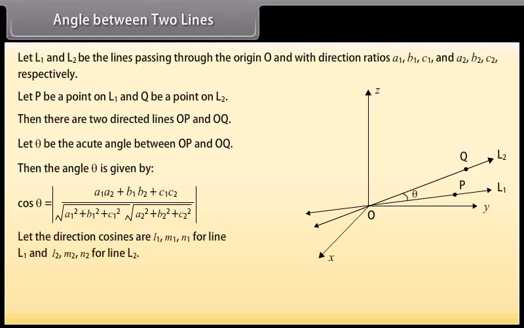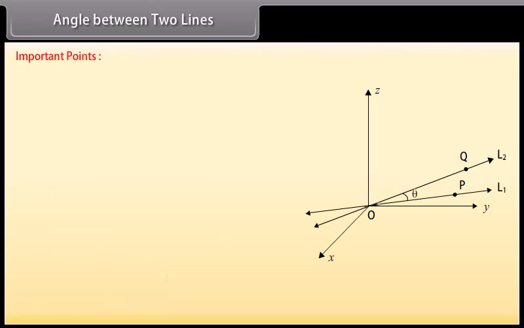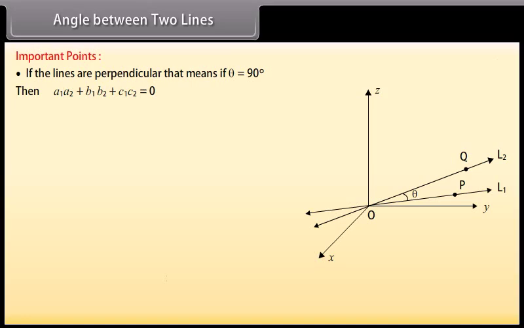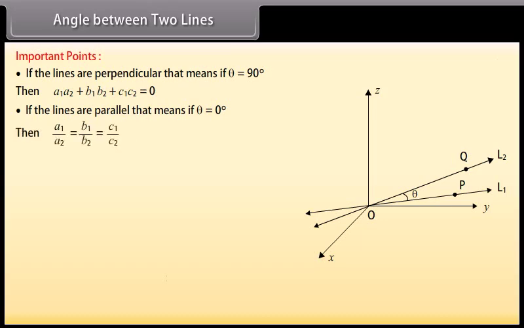Let the direction cosines be l1, m1, n1 for the line L1 and l2, m2, n2 for the line L2. Then cos theta equals modulus of l1l2 plus m1m2 plus n1n2. Important points. If the lines are perpendicular, that means theta is equal to 90 degrees, then a1a2 plus b1b2 plus c1c2 equals 0. If the lines are parallel, that means theta is equal to 0 degrees, then a1 by a2 equals b1 by b2 equals c1 by c2.